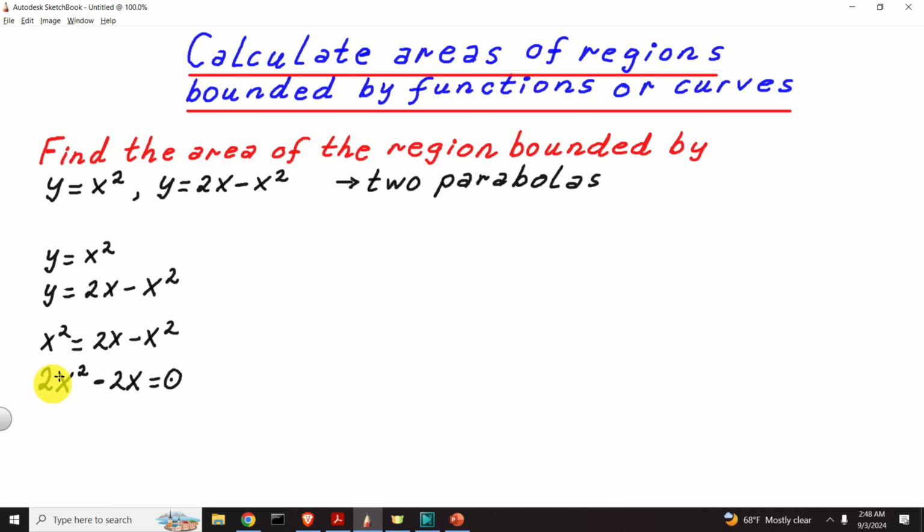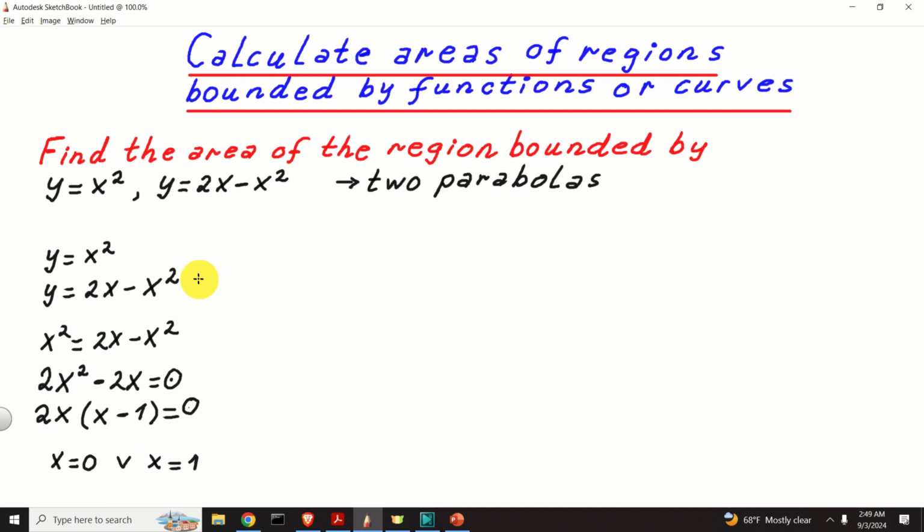Good. This is obviously a quadratic equation on the left-hand side, and we need to find its zeros. In this case, the situation is easy. We can simply factor this quadratic equation like this: 2x times x minus 1, and this is equal to 0. Here it's obvious that the zeros are x is equal to 0, and x is equal to 1.